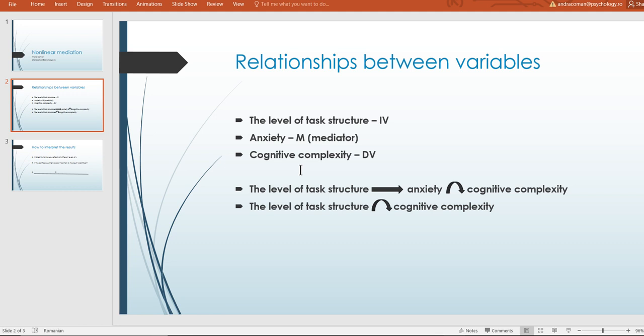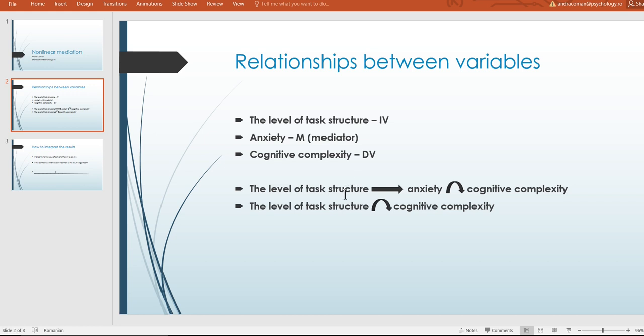We can then say that here we have a curvilinear, inverted U-shaped relationship between the level of task structure and cognitive complexity. When the task is very structured or unstructured, cognitive complexity is low. When the task is moderately structured, cognitive complexity will be higher.